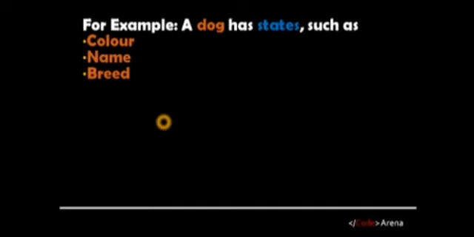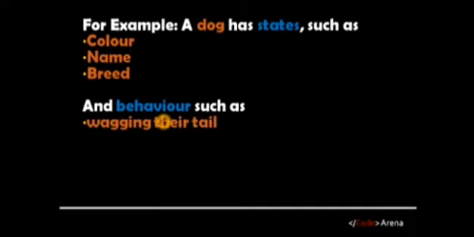The dog is an object. Now, when we say the behavior of the dog, then we're talking about what? Wagging its tail. A dog wagging its tail. We're talking about a dog barking. We're talking about a dog eating. Now, these three can be said to be the behavior of the object dog, while these three can be said to be the state of the object dog. Now, I hope you understand what an object is in a Java program. An object has a state and a behavior.